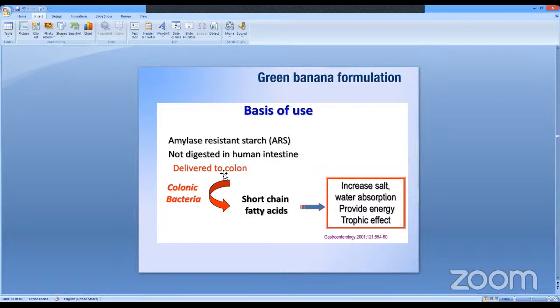So straight away it will go to the colon, and colonic bacteria will break this into short chain fatty acid. And there will be absorption of this short chain fatty acid along with salt and water absorption, and it also provides energy and trophic effect. So we can use this very easily available green banana in persistent diarrhea.